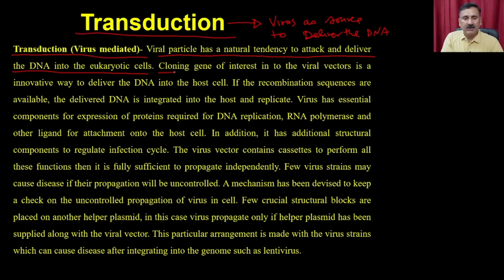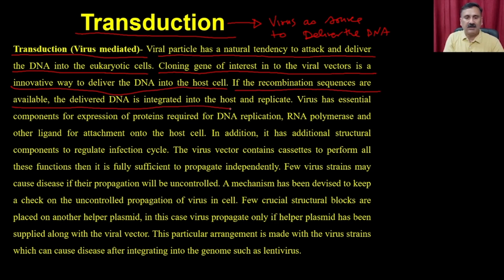And then once the genome replicates, it is going to make multiple copies of the virus, and that's how the virus is going to spread throughout the body. So by exploiting that mechanism, we can deliver the DNA into the eukaryotic cell. Cloning the gene of interest into a viral vector is an innovative way to deliver the DNA into the host cell. If the recombination sequences are available, the delivered DNA is integrated into the host genome and replicated. The virus has the essential components for expression of proteins required for DNA replication, RNA polymerase, and the other ligands for attachment onto the cell.